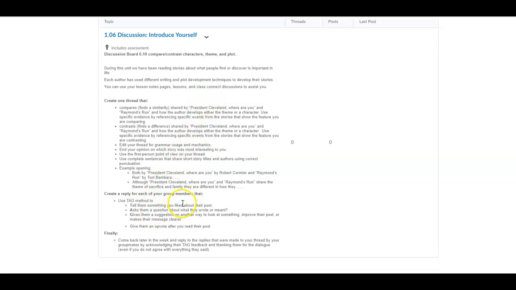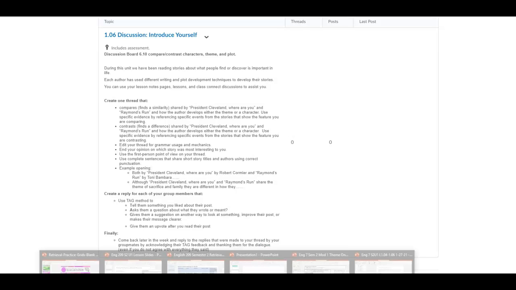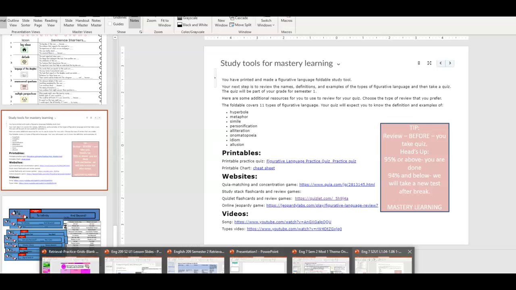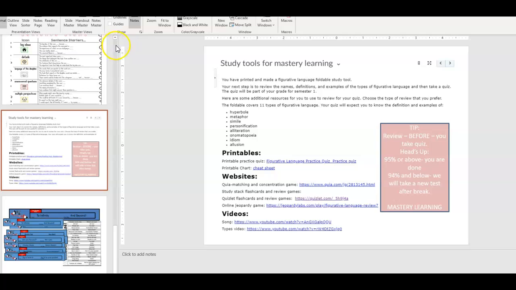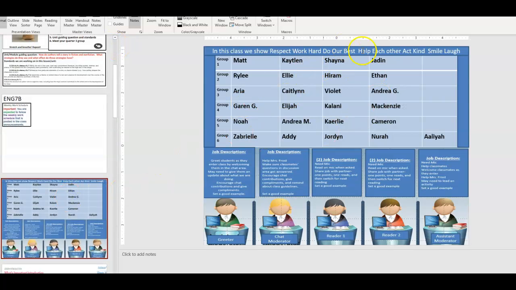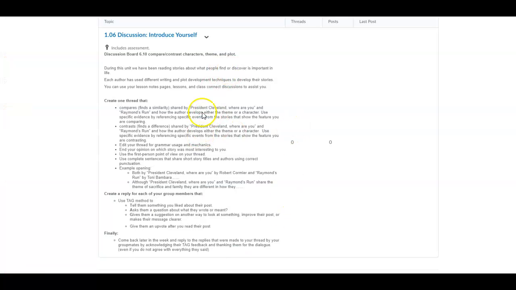Your second part of this discussion board is the responsibility to reply to your group mates. So we will be using our group mates from class, so these group mates here. Your group mates from class, the ones you share hosting duties with and we work with in class. And so you'll be asked to respond to all of their threads about the stories and how the authors develop the theme and characters and plot.